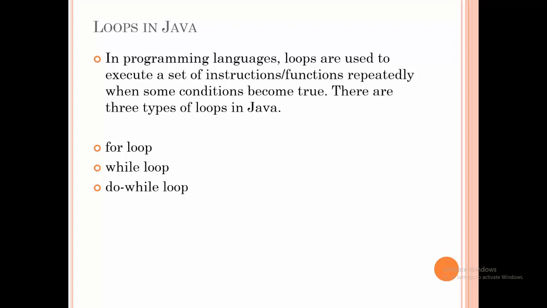So Java provides three ways for executing the loops. All these ways provide a similar basic functionality, but they differ in syntax and condition checking time. So the three loops will provide the basic functionality, which is the iteration functionality, but they differ in the syntax and the condition checking time. Okay, there are three types: for loop, while loop, and do while loop.